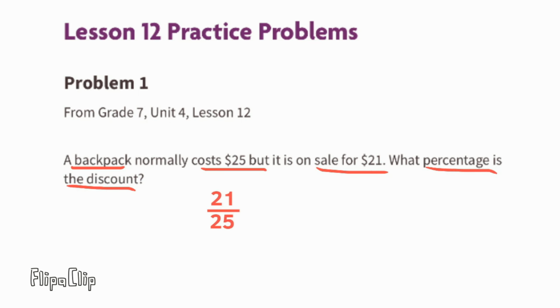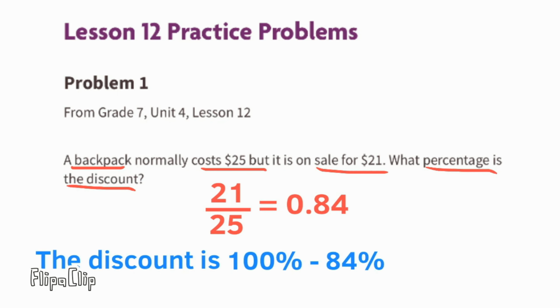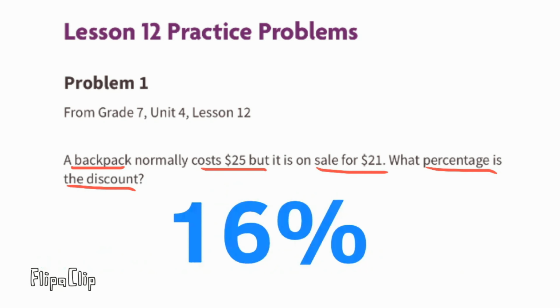The discount price divided by the original price will tell us the percent paid for the sale price. And 21 divided by 25 is 84 hundredths, which is 84%. To find the percentage of the discount, we need to subtract 84% from 100%. 100 minus 84 equals 16. That means the sale is a 16% discount.